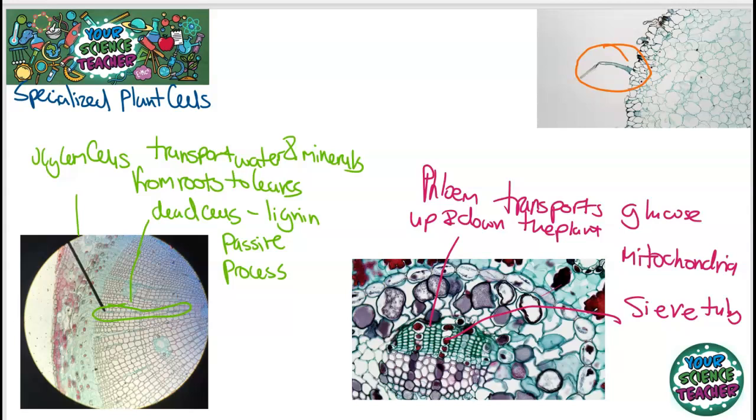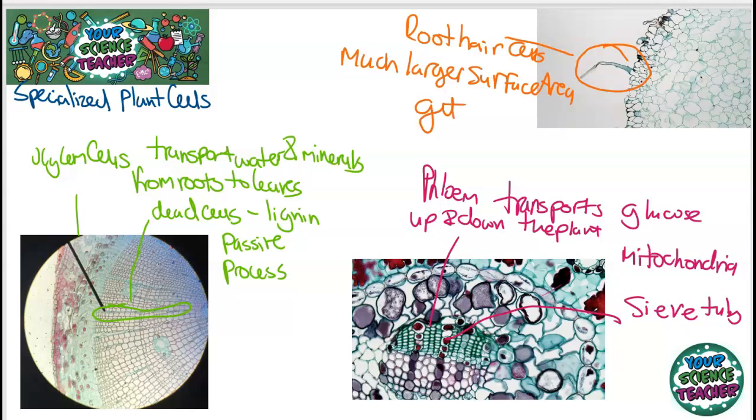So if we look at this cell, this is a root hair cell. And you'll notice compared to all the other cells, it is much larger and it has a larger surface area. The reason why it has such a large surface area is so that it can get more water through osmosis and more minerals through active transport.